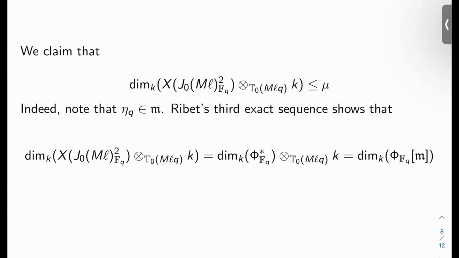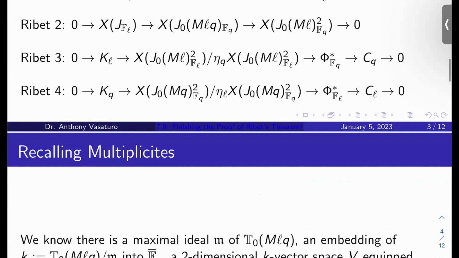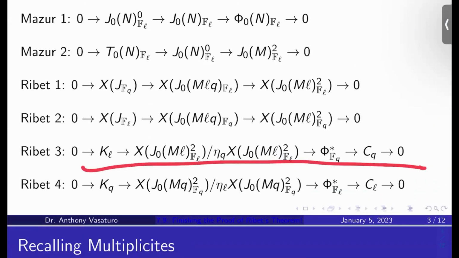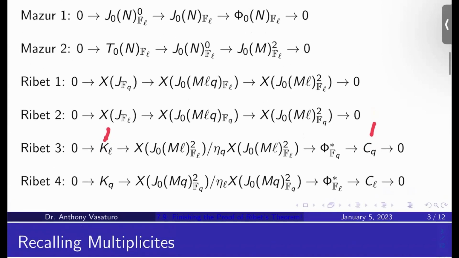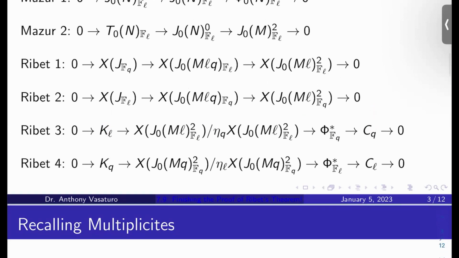Crucially, I claim that the k dimension of the character group of J0 just at level ML squared mod Q tensored up to k is less than or equal to mu. So let's show this. First, note that eta Q, which I defined several slides ago, is actually in the maximal ideal M. If you use Ribet's third exact sequence, so this exact sequence here, the first kind of weird Eisenstein exact sequence, what do you find? Look, this is in M.